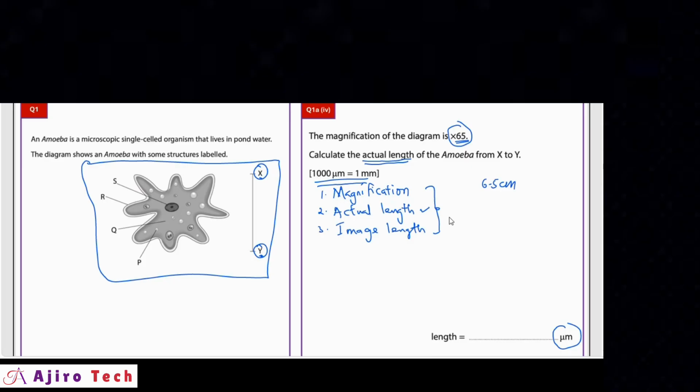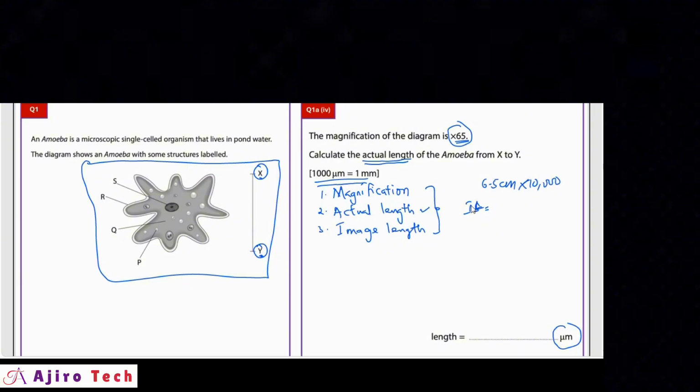So 6.5 centimeter times 10,000. The 10,000 has 4 zeros: 1, 2, 3, 4. So let me move my decimal point 4 times. The first move gives you 65, then just add 3 zeros. That's 65,000. So my image size, or image length, I use length, equals 65,000.